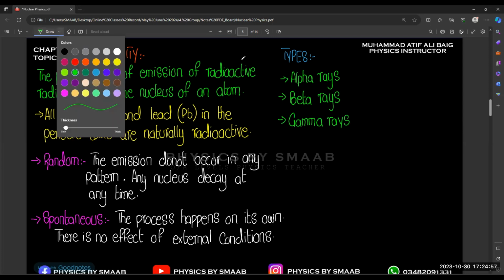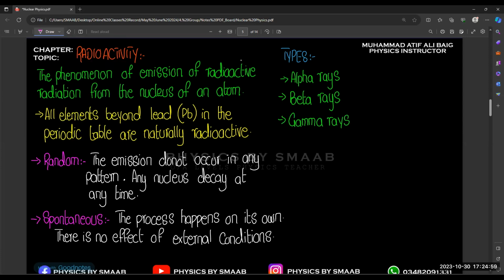So the first two types of rays exist in the form of particles. So you can also write alpha particle and beta particle, right? Because these two types of radiations are available in the form of particles. But gamma is the only ray that is available in the form of energy. Right? Any confusion?